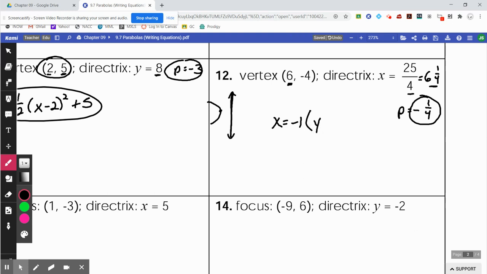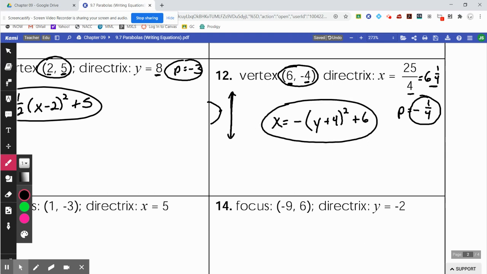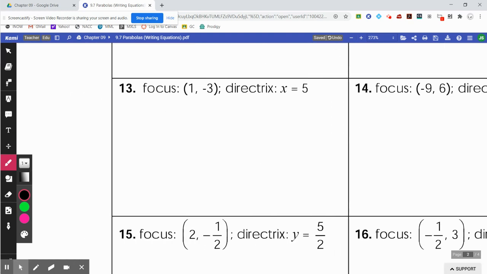Then we have y, okay, to move it down 4. Now we're just focusing on our vertex. To move it down 4, we're going to put a plus 4 in parentheses with a y. To move it right 6, we just simply do a plus 6 at the end. You don't have to put -1 if you just want to put a negative out front. There is your parabola.